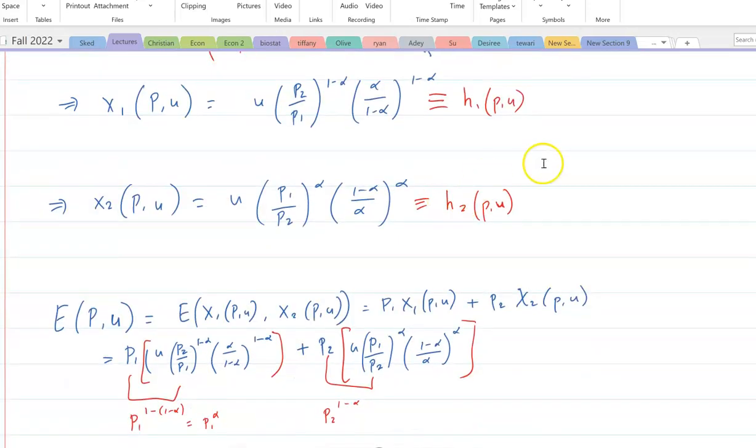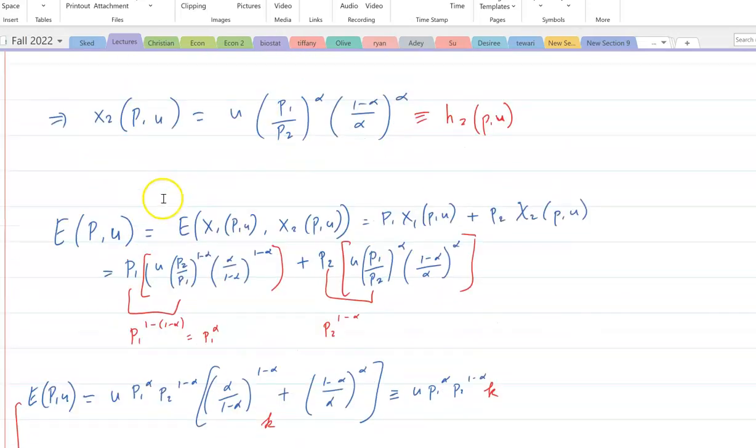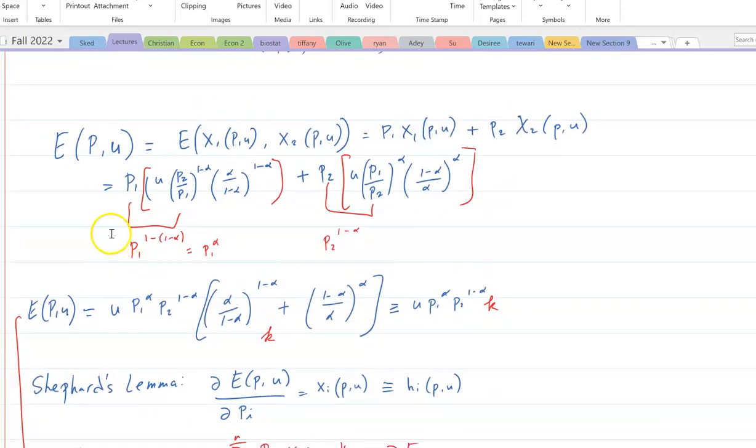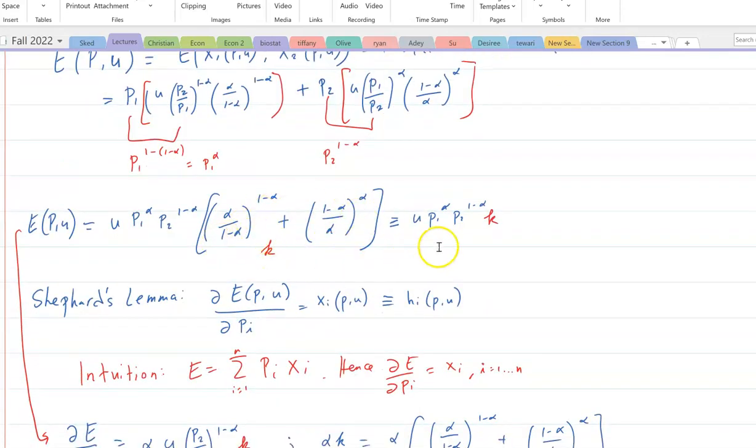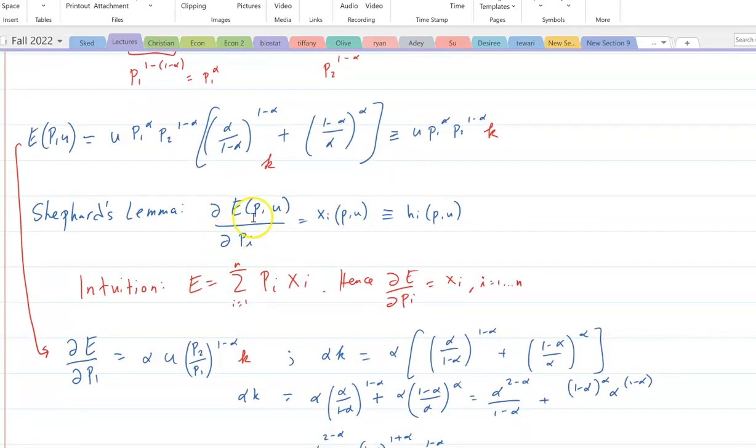Now, same idea. What will happen if I take the Hicksian demand function and plug it back into the expenditure? I will get E as a function of p and u. This means this is how much you will spend if you want to have a target utility given the prices. So that's E(p,u). You can definitely simplify this further and tidy it up a little bit. This will have a big constant in here. Let's call it K.